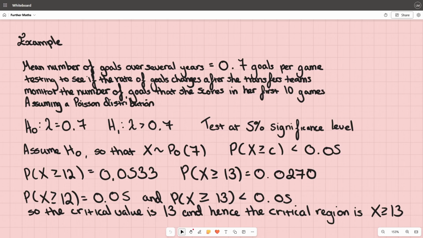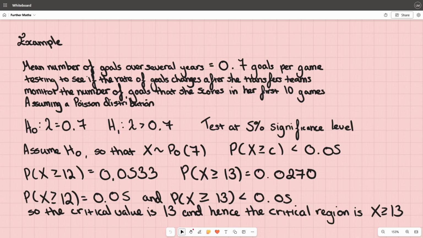0.0270. So basically what you have to do is just input numbers until it passes the 5% significance level, so until it's less than 0.05, that is in your critical region. Any number before that is not in your critical region, and the second it goes below 0.05, it is in your critical region.